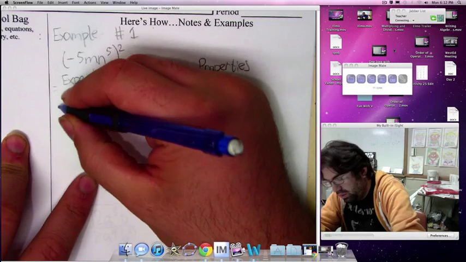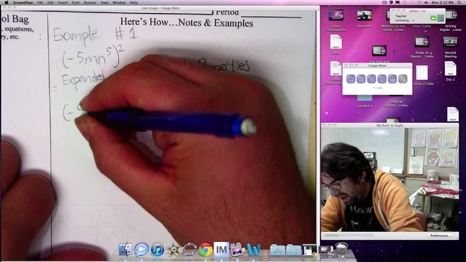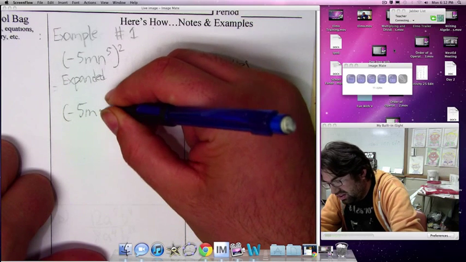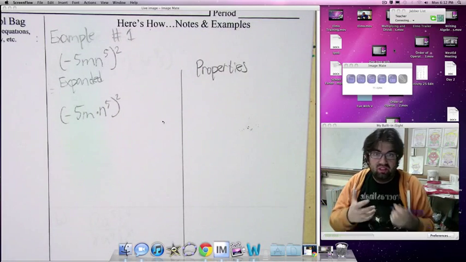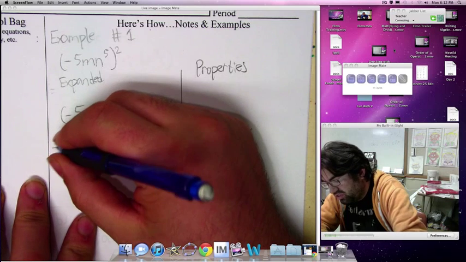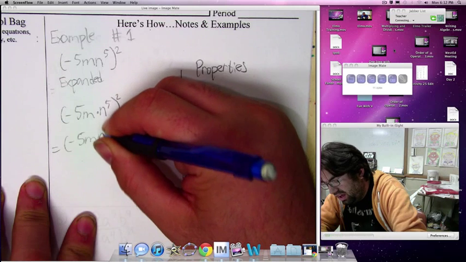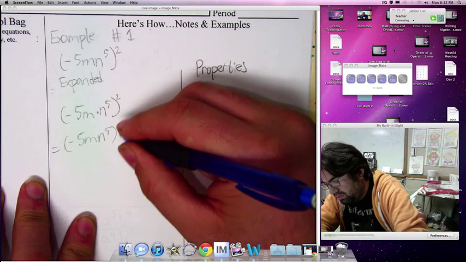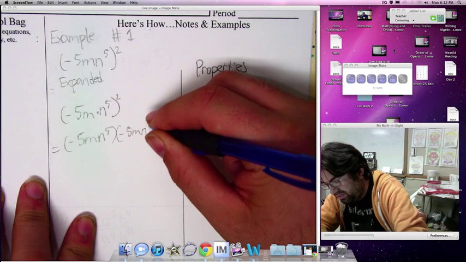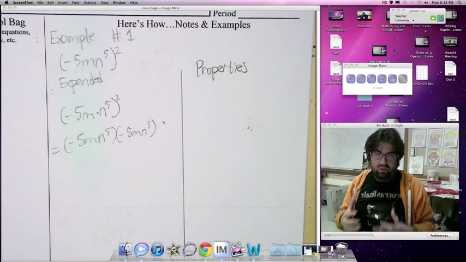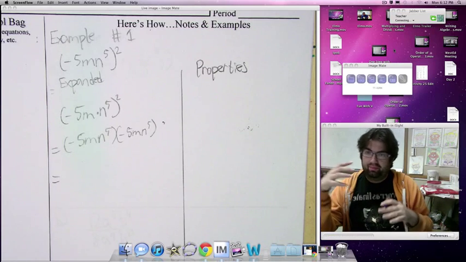My first thing is, well, anything squared, if I have something to the second power, I can write next to itself 2 times. It's going to be multiplied together 2 times, the same number. So we're just going to expand it out. This is negative 5 m n to the 5th times negative 5 m n to the 5th power. That's what that is. So we've done that.